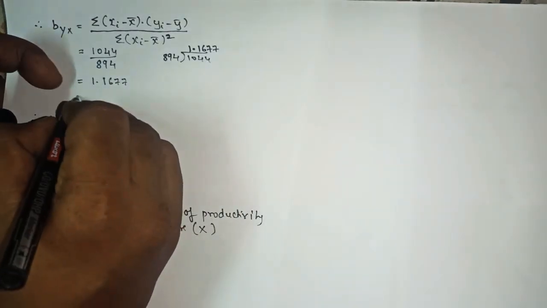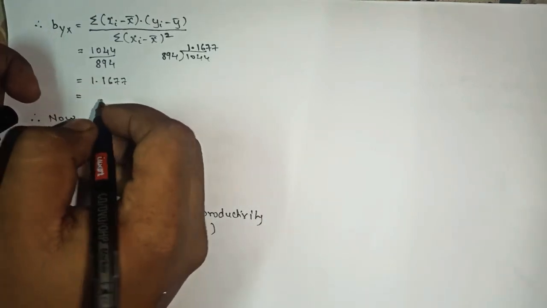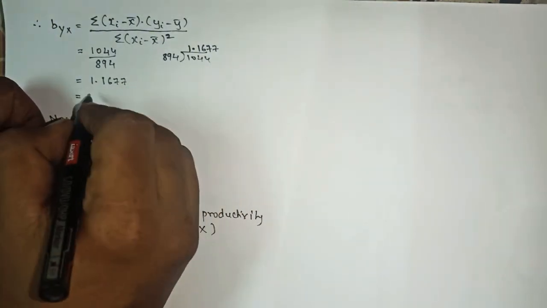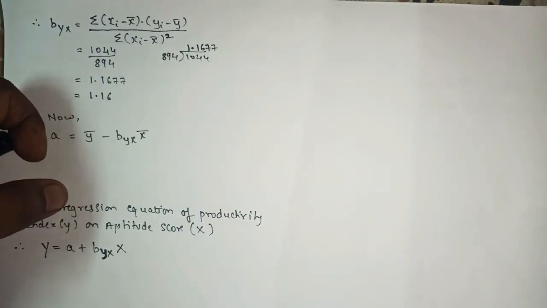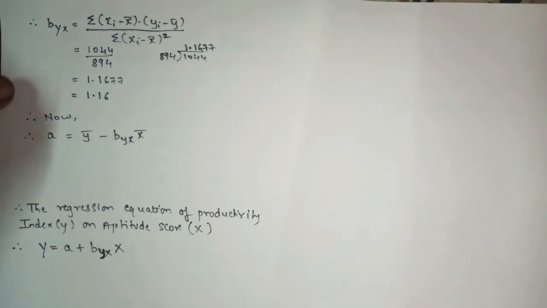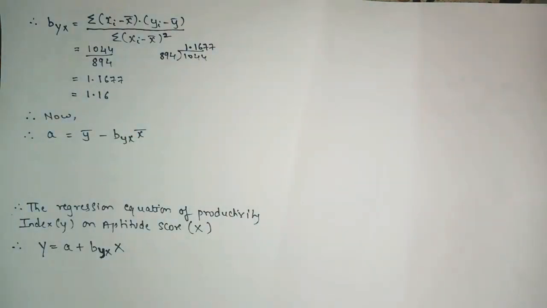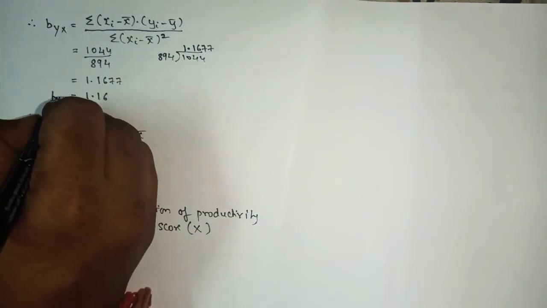Okay, 1.1677, up to 4 decimals you can take. Now for byx and bxy, as I told, you have to take up to 4 decimal places, or else you can take up to the second decimal place also in the exam. Yes or no? If you take 4 also, no problem. For the safer side, I told you to write the values of byx up to 4 decimal places. If you take till the second decimal also, it's okay. So now for this sum I will take up to the second decimal place. So here we got 1.16, byx.